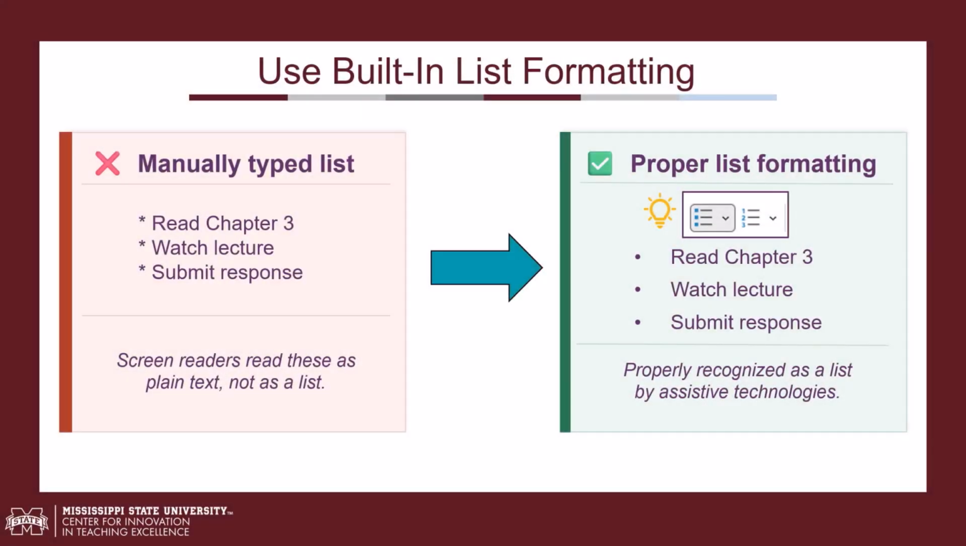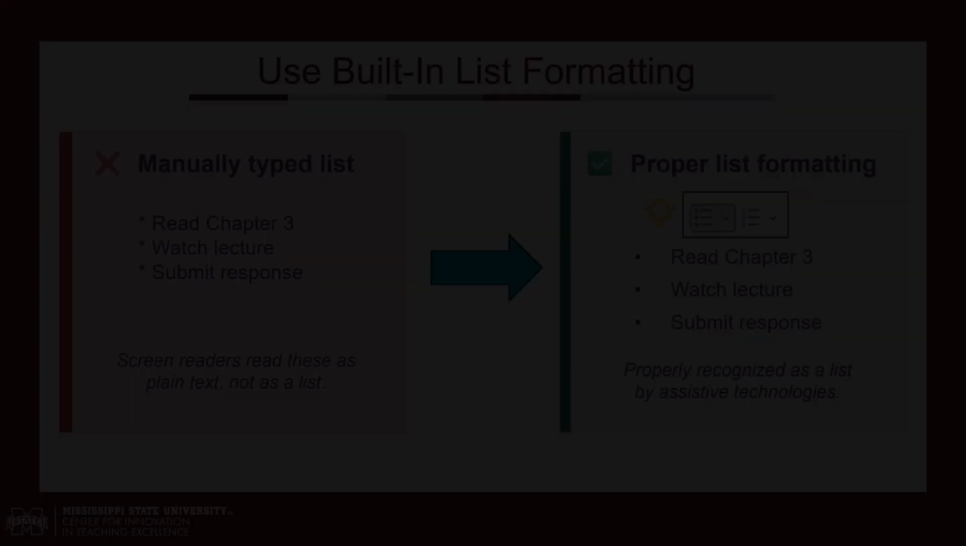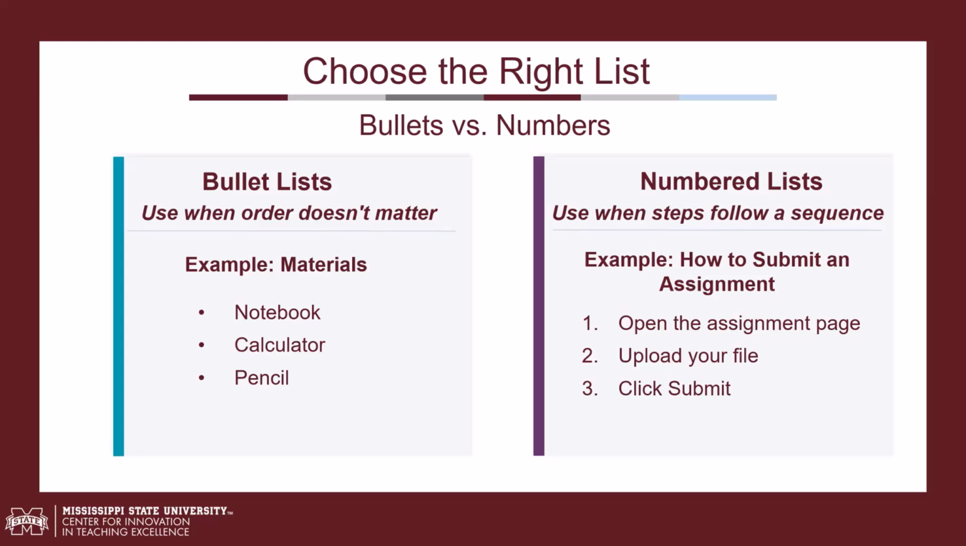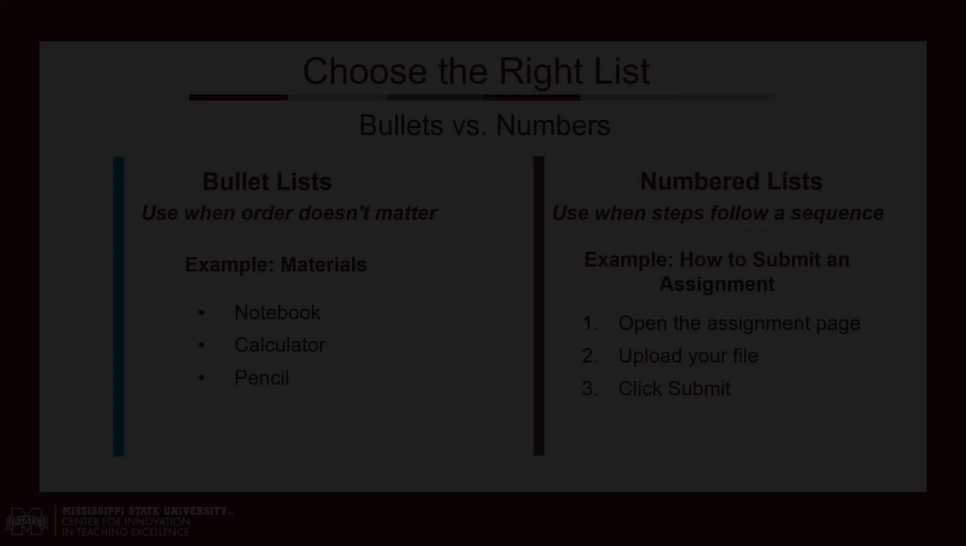Instead of typing dashes or numbers yourself, use the list tools built into your editor. Proper list formatting creates a structured list that can be interpreted correctly by assistive technologies. Use bullet list when items belong to the same group. Use numbered list when students need to follow steps in a specific order. This helps communicate structure and sequence.